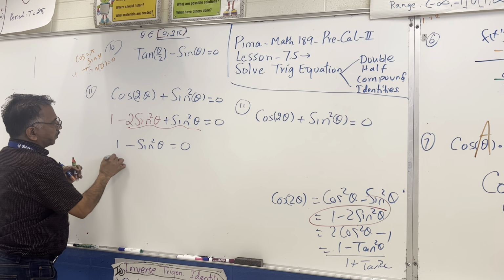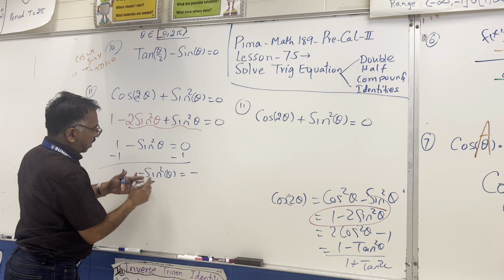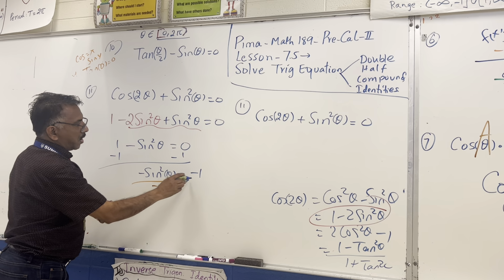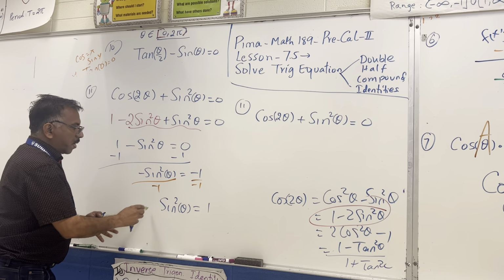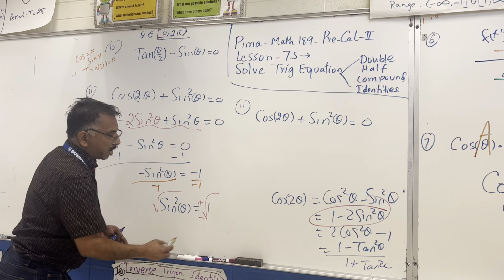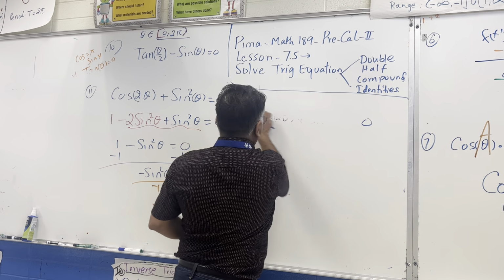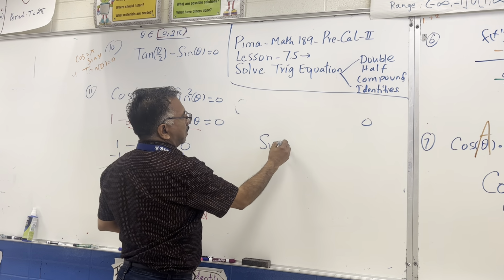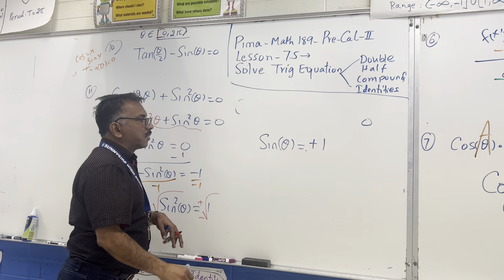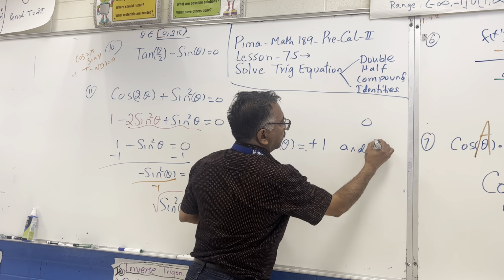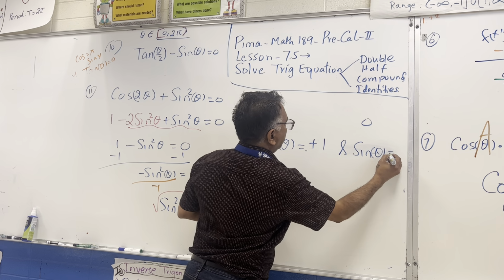And then subtract 1, get minus sine square theta equals minus 1. Then divide by minus 1, you get sine square theta equals 1. And remember, you can take the square root, but you'll have to have plus and minus. So your answer for sine theta is plus 1. So one of the answers is plus 1. And sine theta is minus 1.